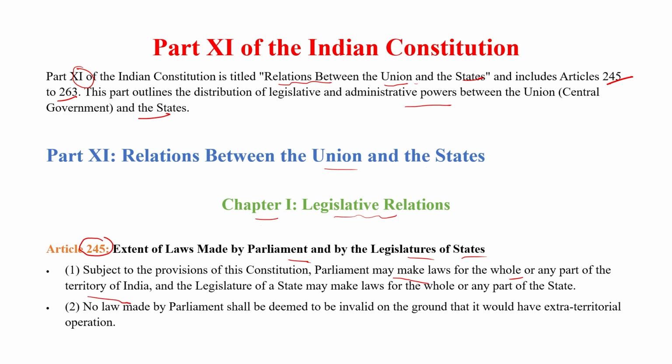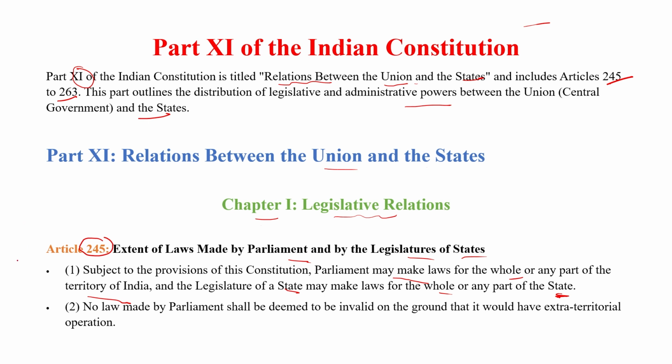So what does Article 245 explain? The Parliament's power, and for which part Parliament can make law. According to this, Parliament can make law for the whole of India as well as any particular part of India. It is also explained that the legislature of a state can make law for the whole or any part of the state. So Parliament can make law for the whole of India, and a state can make law for the whole of the particular state.